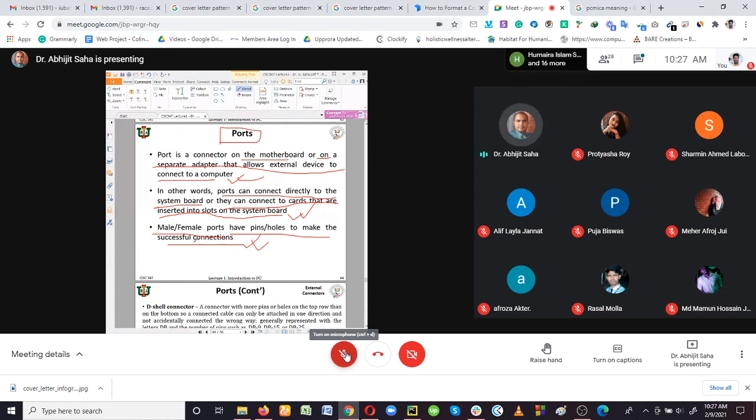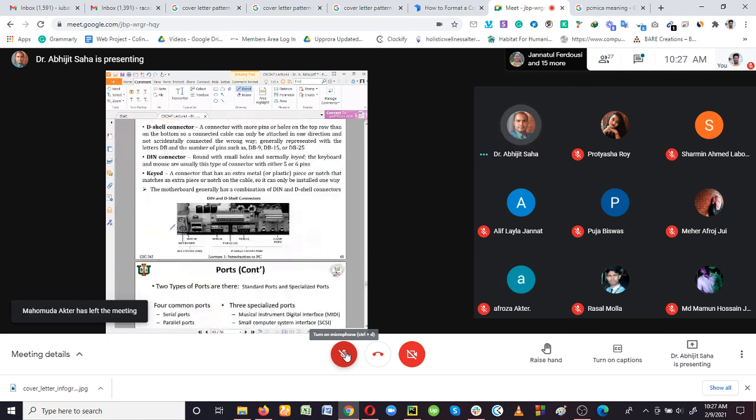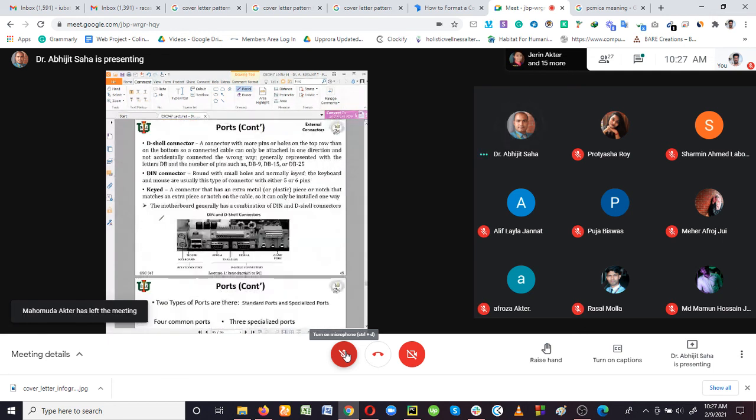So that is what we understand: one part of the connector is going to be the female port, and another part of the connector is going to be the male port. So that is what we actually have to connect.